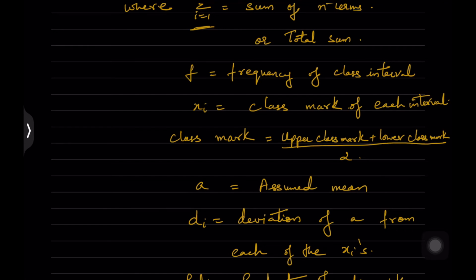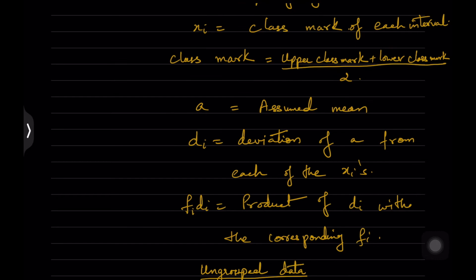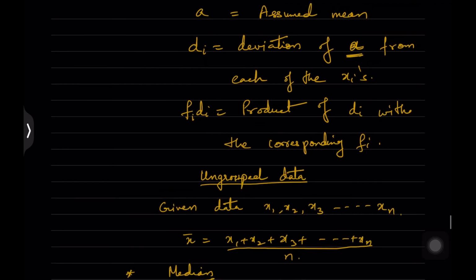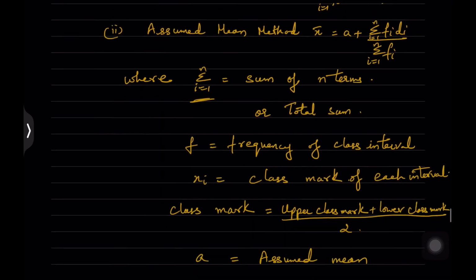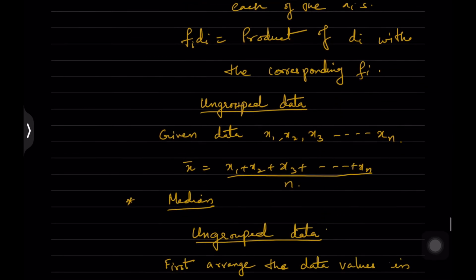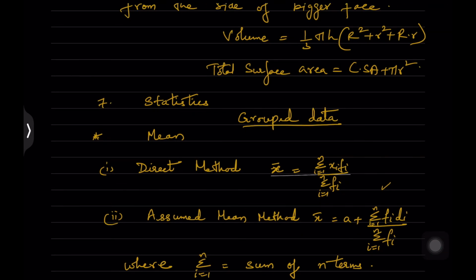So a is the assumed mean, and di is the deviation of each of the xi's from a, the assumed mean. Therefore fi di is the product of di with the corresponding fi. Then we sum up all of that and write it in this formula wherever we have to use it. Next, you have to remember these two formulas, and they are very, very important.